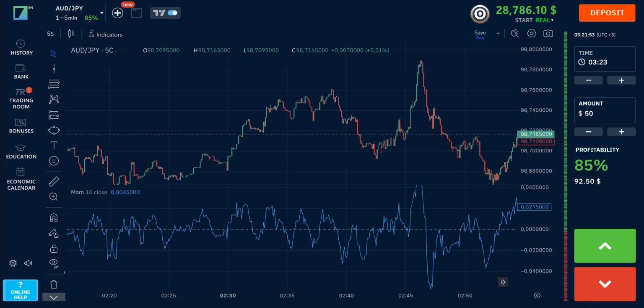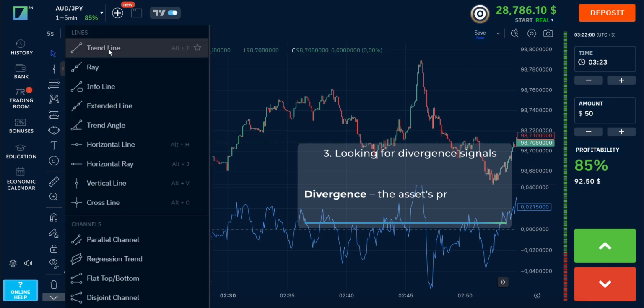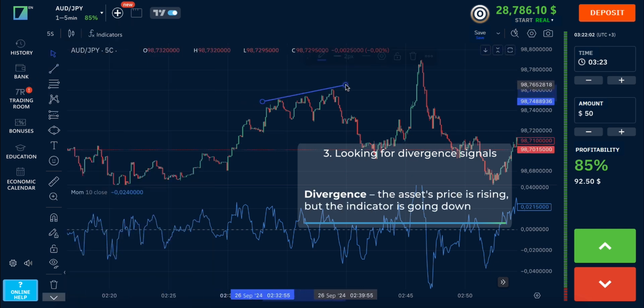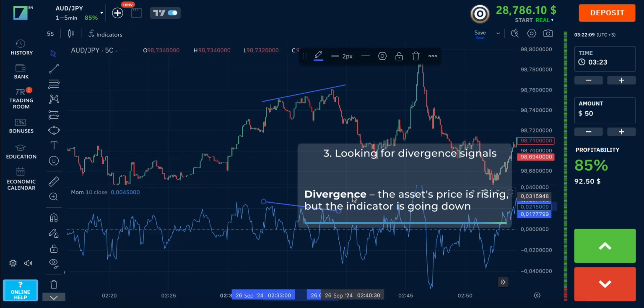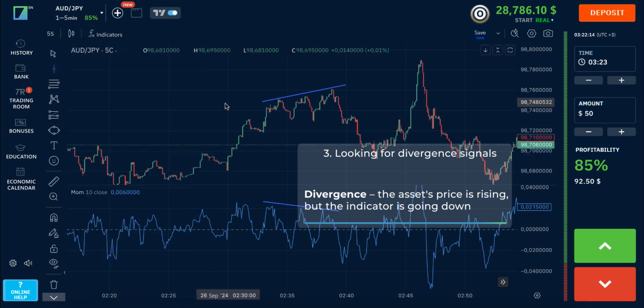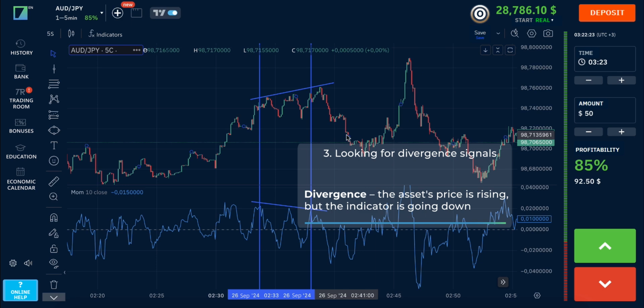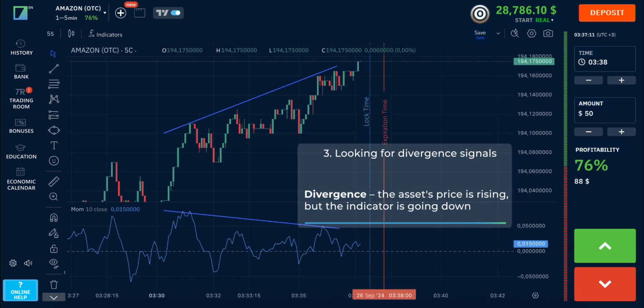The third way to use the momentum indicator in a trading strategy is to look for divergence signals. Let me remind you, divergence is the discrepancy between the price chart and the indicator's values, where the price of an asset is rising, but the indicator is going down. I talked in more detail about divergence in the videos on MACD and CCI indicators, so make sure to watch those if you haven't yet. So if the price reaches new highs while momentum shows lower highs, this could indicate that the trend is weakening and a downward reversal may be on the horizon.